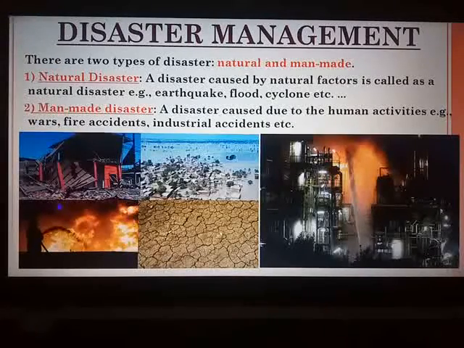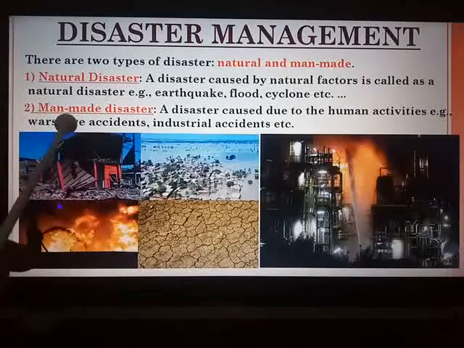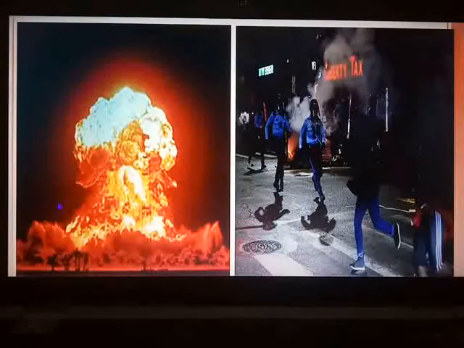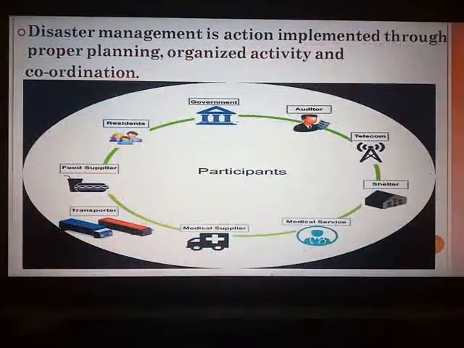A disaster which is caused by natural factors like tsunami, earthquake, landslides, etc. is called a natural disaster, whereas a disaster which is brought about by unwanted human activities is called a man-made disaster, which includes wars, fire accidents, leakage in chemical factories, industrial accidents, etc. After that, we saw pictures of different disasters.